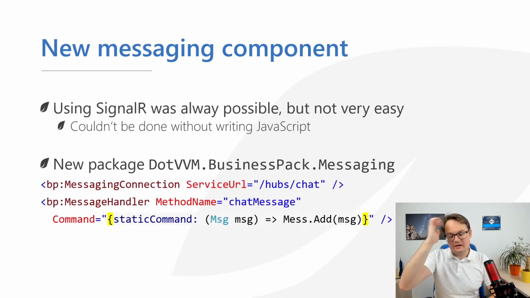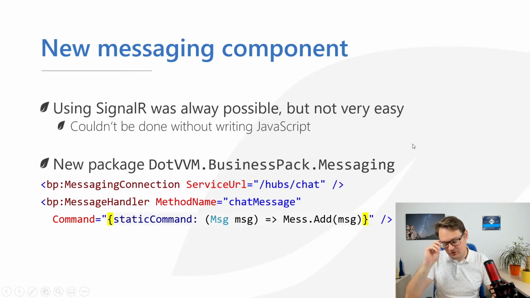Okay. Another package we have just published is .vvm Business Pack messaging, and in the previous session you have seen how to use SignalR in .vvm applications. The advantage of that is it works without Business Pack because it's just a bunch of JavaScript that you place aside of your application. However, if you have Business Pack, then you can use a new component which is included in the package .vvm Business Pack messaging.